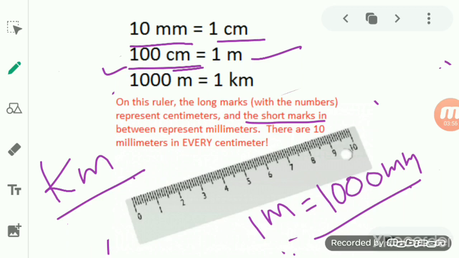So 1 kilometer is equal to 1000 meter. If you want to convert kilometer into meter, it will be very easy: we multiply it by 1000 and we get the value in meter.